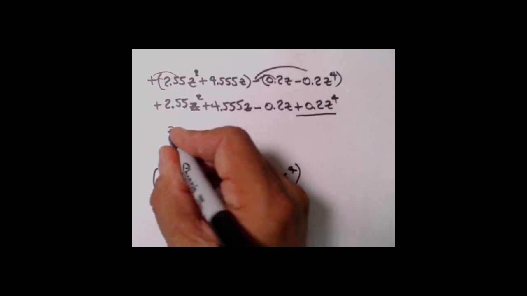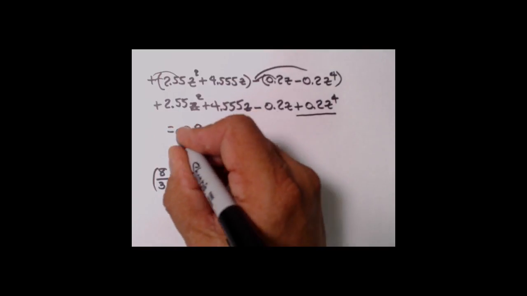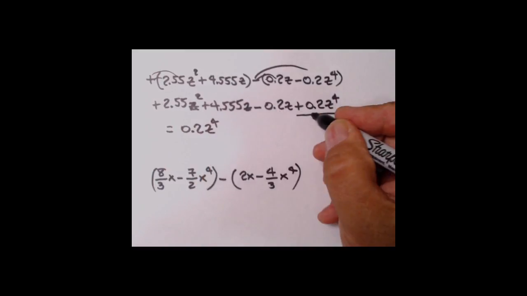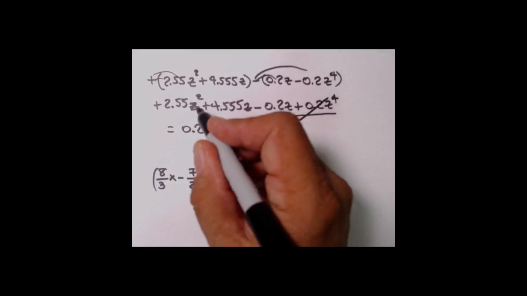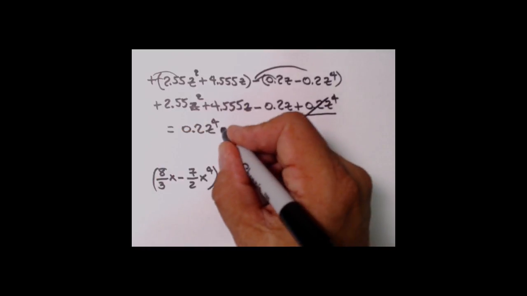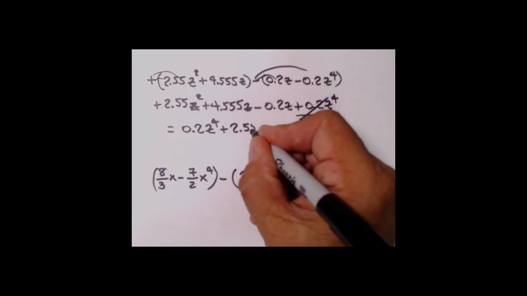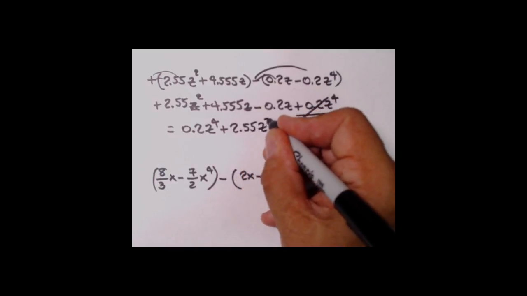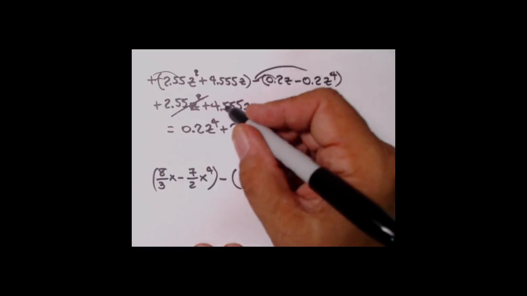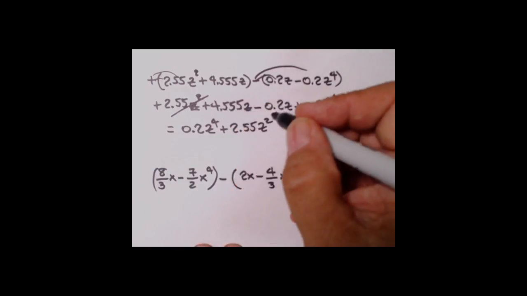So this becomes 0.2. Again, you could put the plus in front if you wanted. z to the 4th. And that takes care of that guy. The next one here are z squared. Well, that's nothing to combine it with, so just write it down the way it is. 2.55 z squared. Now, these guys, we got plus 4.555z minus 0.2z.